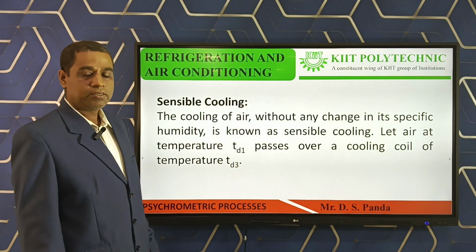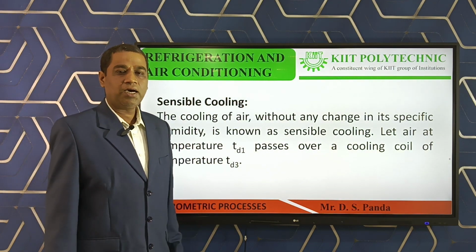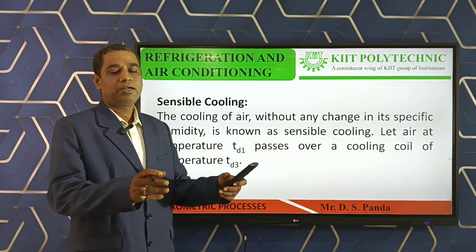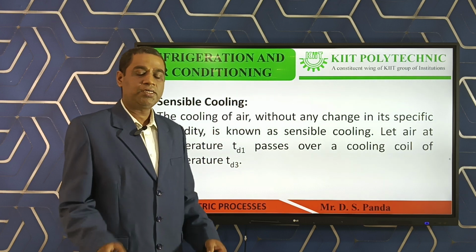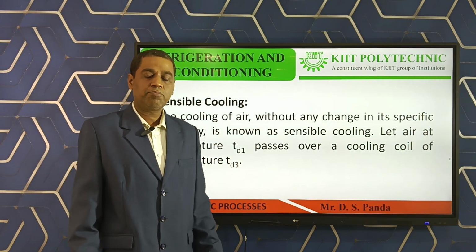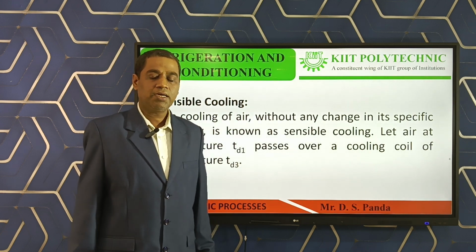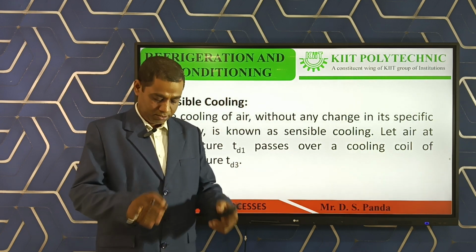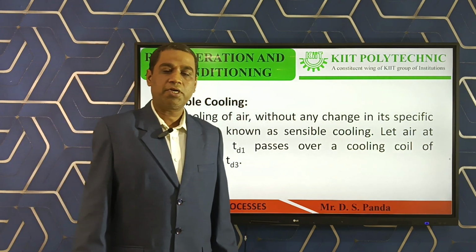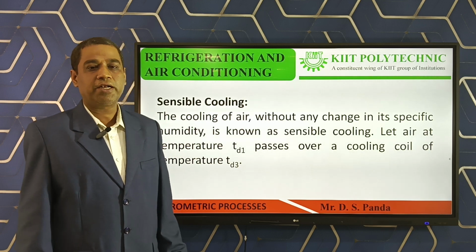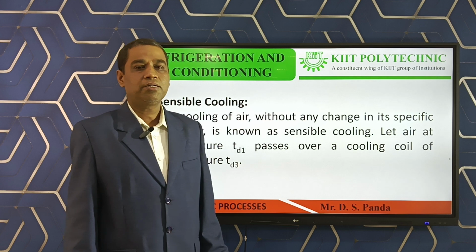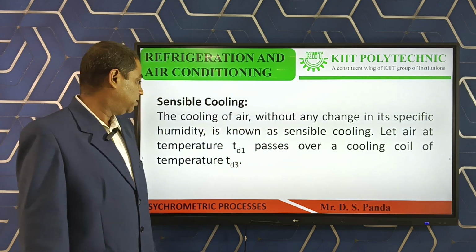Then sensible cooling. Without changing the specific humidity, decreasing the dry bulb temperature is known as sensible cooling. Let's say we use a cooling coil with temperature TD3, and the initial air at dry bulb temperature TD1 passes through the cooling coil.